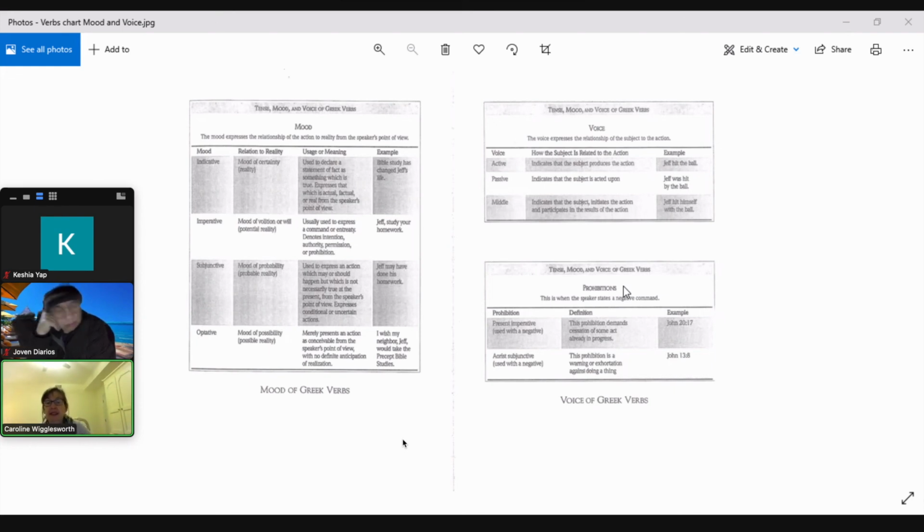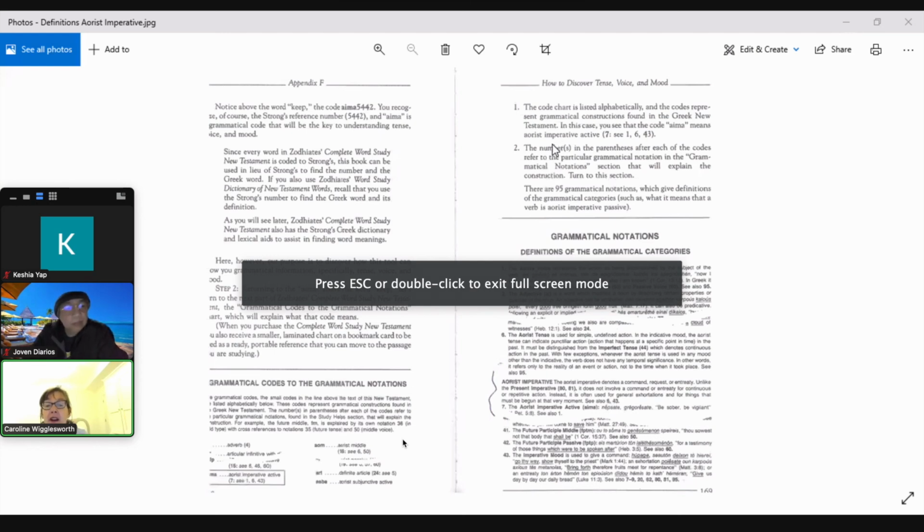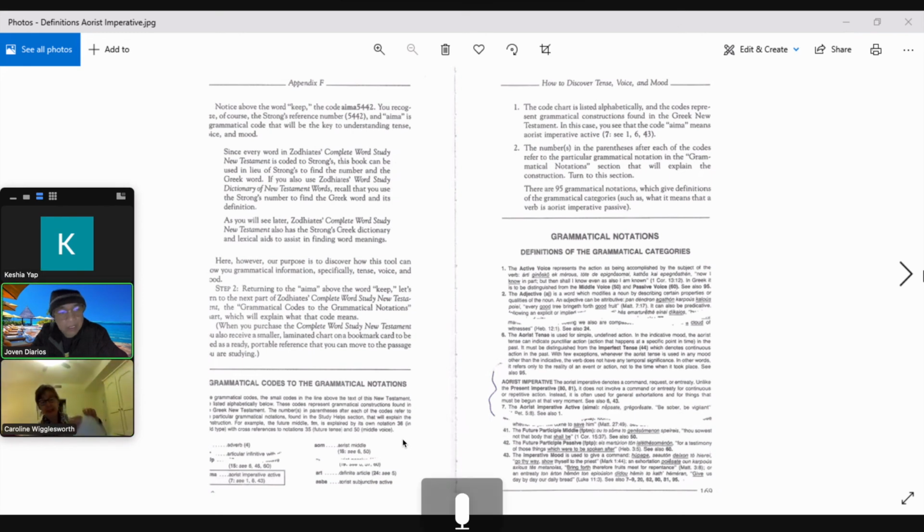So really what I wanted to do, I guess I could show you the two other things on the aorist. Do you want me to do that? More explaining the aorist? Sure. And then next time or something like that, we could look up some example verses. Does that sound good? Yeah, sure. Okay, can you guys see that now? It says grammatical notations. So anyway, I'll read it to you. Is that okay? Yeah, okay. Next time we'll talk more about it.